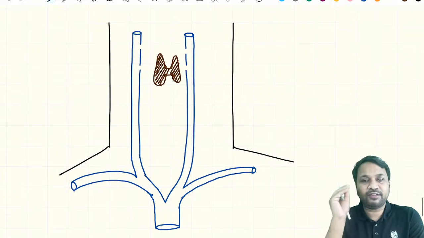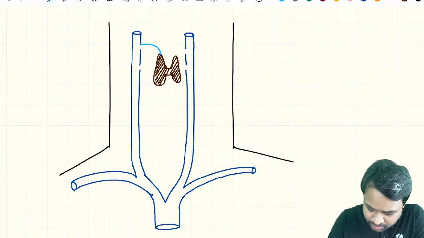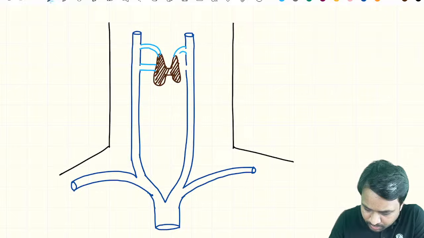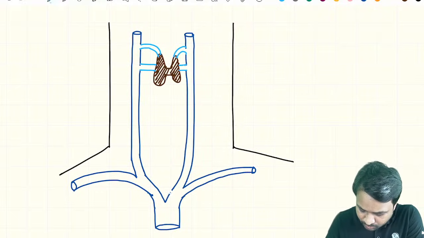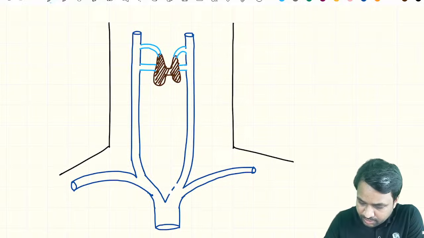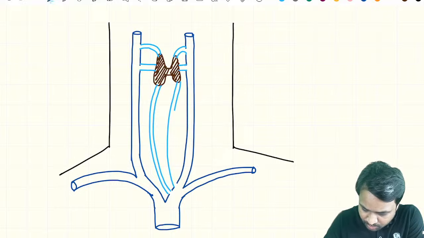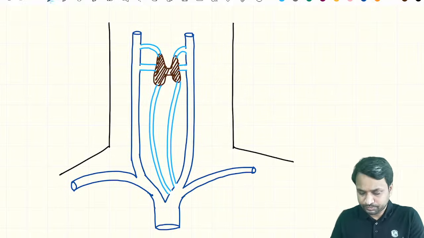Now there are three veins from which the thyroid gland is going to drain. The first one is going to be the superior thyroid vein. The second one is going to be your middle thyroid vein. And then you have the inferior thyroid vein. Now the peculiar part about the inferior thyroid vein is that the inferior thyroid vein of both the right and the left drains into the left brachiocephalic vein, right?